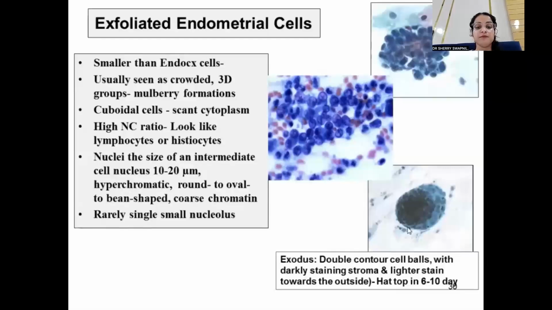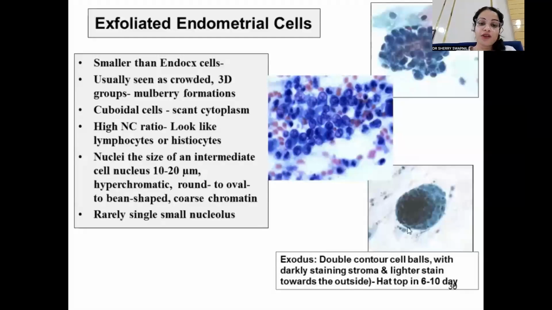Next slide, please. These are the exfoliated endometrial cells. As these cells are small, you can see very small cells with a centrally placed nucleus, a scant amount of cytoplasm, and they appear to have a high NC ratio. So these are the cells which can be confused with high grade squamous epithelial lesion.